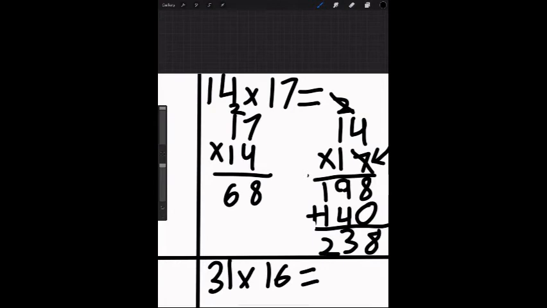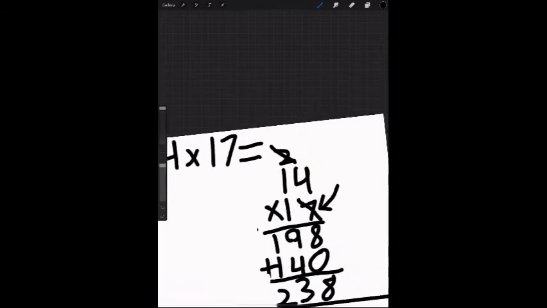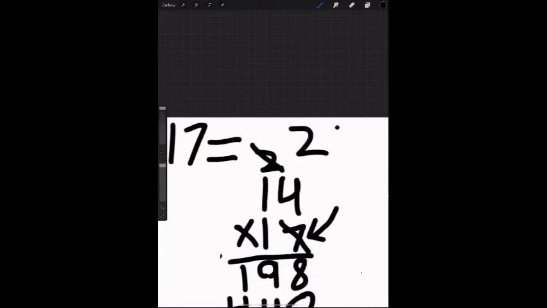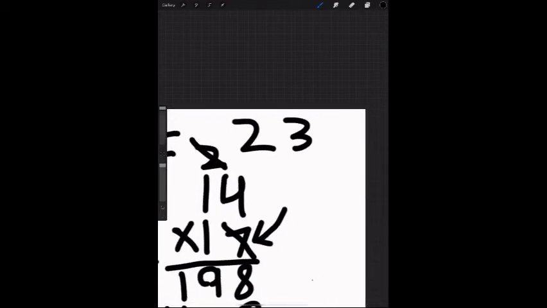Anyways, so the next equation is 29 times 12. So we're going to put our 29 on top and 12 on bottom. And let's have you try to do this equation on your own and try it out.